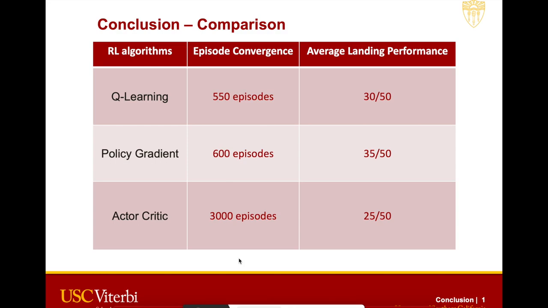The average landing performance was the best for the policy gradient. In around 50 testing episodes, it landed around 35 times. So that was the best performing model for us on the new environment. Q learning was the second best and actor critic was the worst.